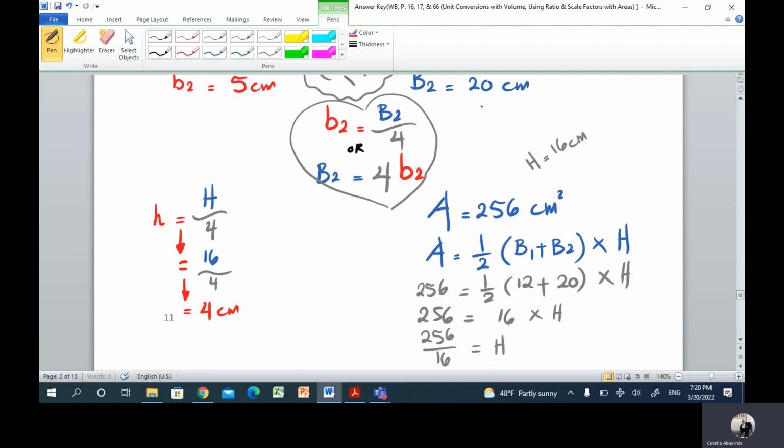And to prove it, you're going to say that h small in proportion to h capital is 4 to 16. If you divide each by 4, it will come down to 1 to 4, which is the same as any other side, or the proportion between any other sides in the small and the big trapezium.